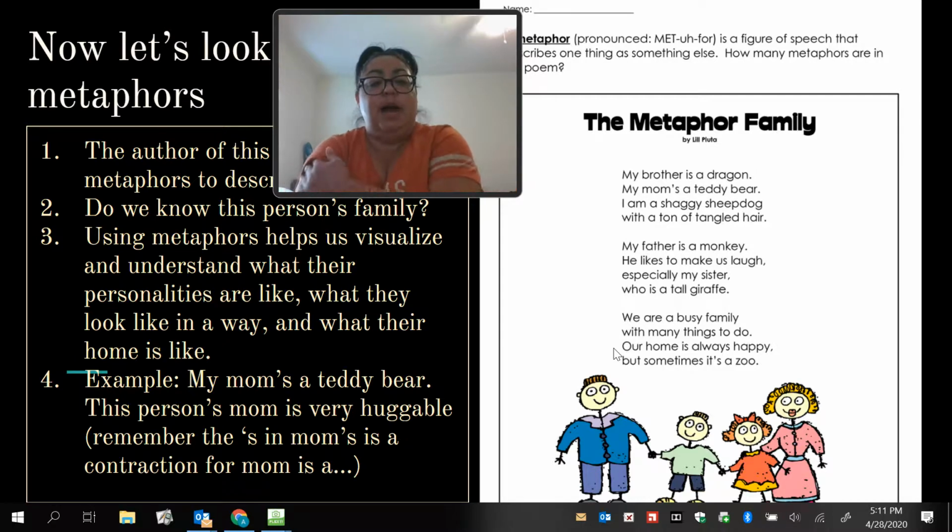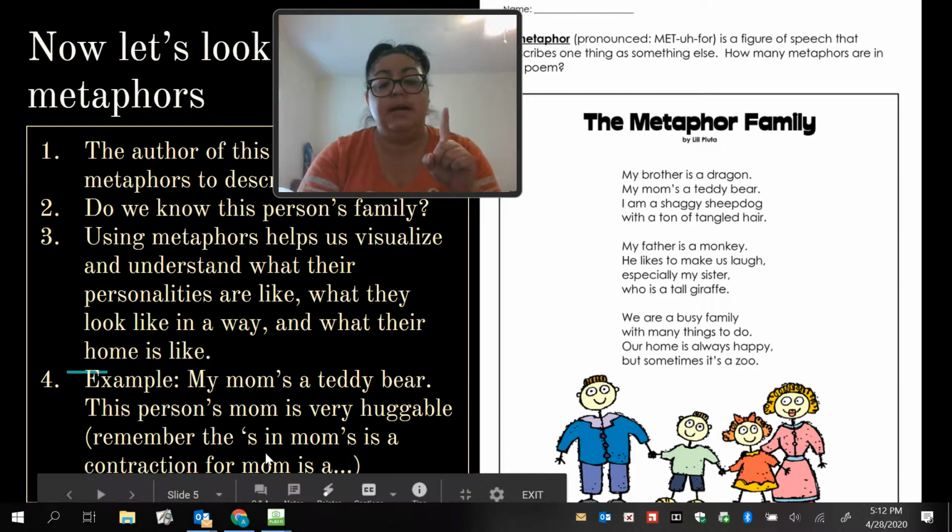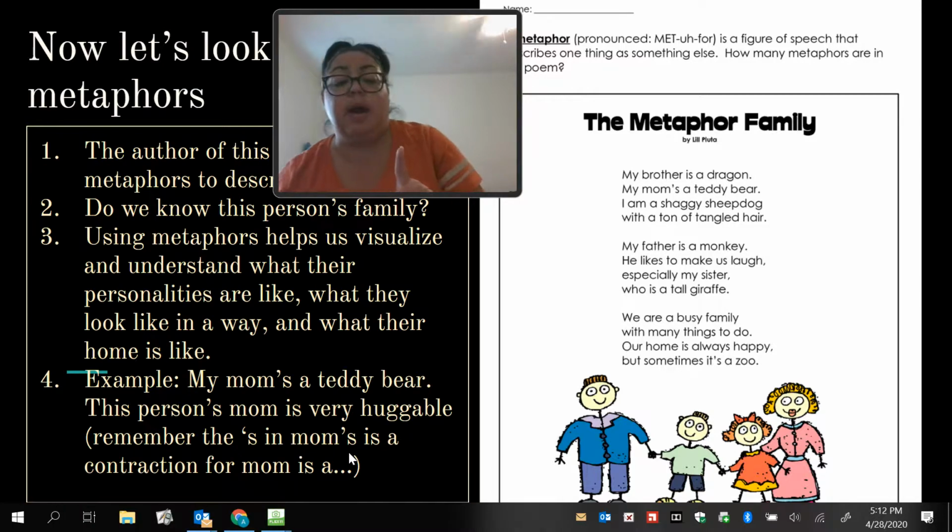Very good poem. And using metaphors helps us visualize and understand what this person's family is like, what they look like, maybe how they behave, how they feel. So the example I liked in this poem was, my mom's a teddy bear. I want to point out, the apostrophe S in mom's is not a possessive apostrophe S. This writer used it as a contraction. So what he really wrote, or what he was trying to communicate, was mom is a teddy bear.